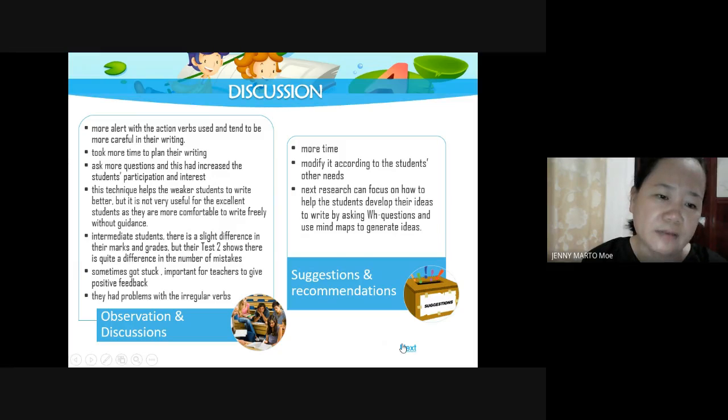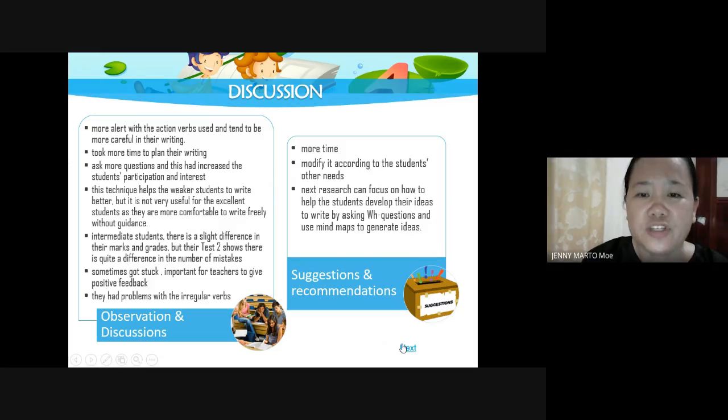I also found that sometimes the students got stuck in the middle of the intervention process. So it's important for teachers to give positive feedback all the way to encourage them to keep their interest in learning. They had problems with the irregular verbs too. That comes to the next part, suggestions and recommendations, where if possible in future research, there will be more time so that the students are given more time to develop their writing skills.